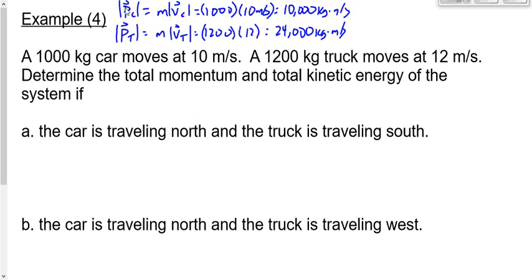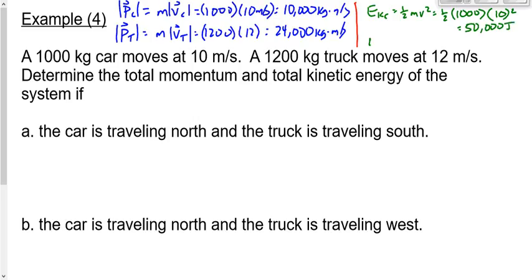Let's get the kinetic energy of each of them. And then again, we'll worry about combining them in question A and B later on. The kinetic energy of the car... what is that? 10 squared is 100, 100,000, 50,000. The kinetic energy of the car is 50,000.